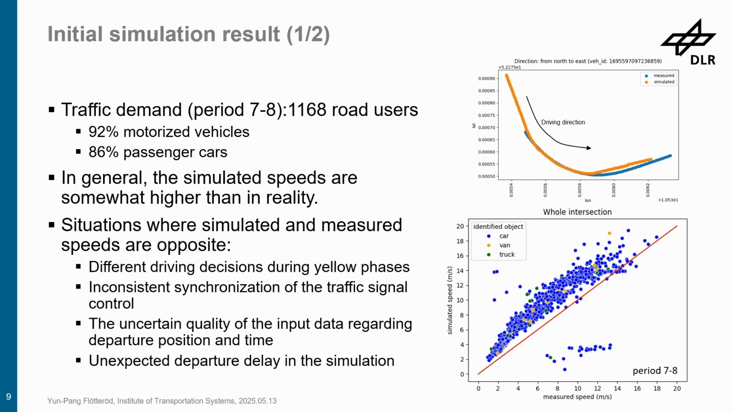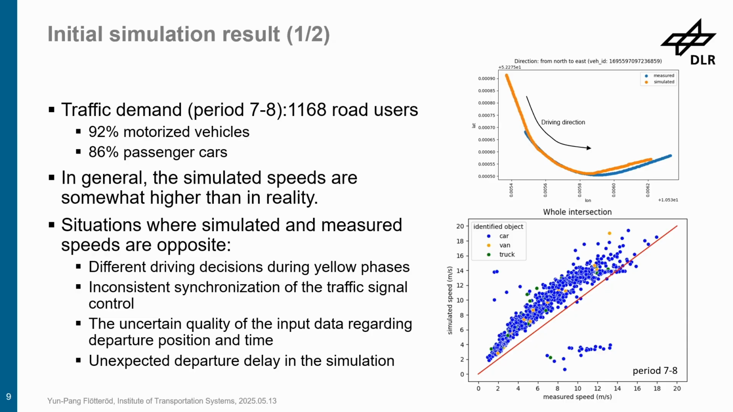We run the simulation with the traffic demand between 7 and 8 o'clock. There are around 1,200 road users, 90% of which are motorized vehicles, and most of them are passenger cars. On the right-hand side here, you can see we compare the simulated and measured trajectories of a vehicle making a left turn from north to east.